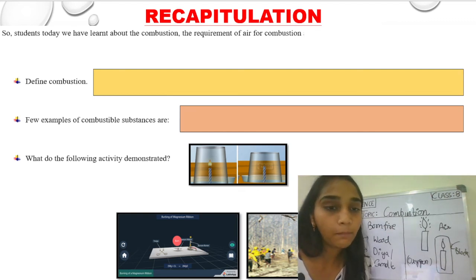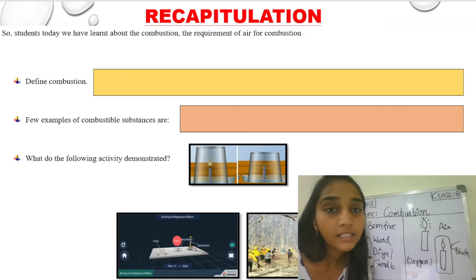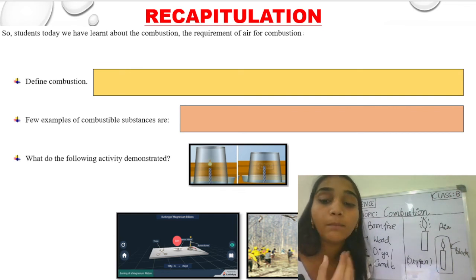So if you have to define combustion in your own words now, how will you define? Yes, so combustion is a chemical process in which a substance requires oxygen to give off heat. That is called a combustion process. And a few examples of combustible substances, you can mention in the chat box. Yes, they are kerosene, wood or LPG gas, or also the burning of the candle which you have seen. The candle is also combustible. And what did the following activity demonstrate? The activity which we performed? Yes, that air is necessary for the combustion process.